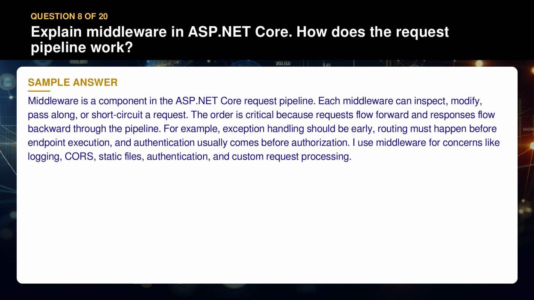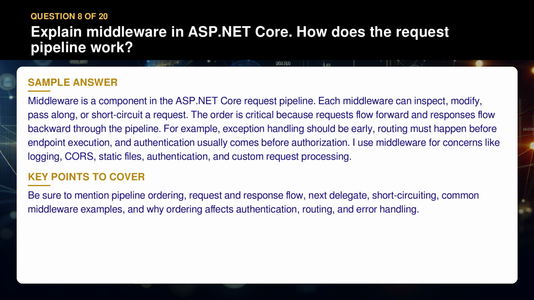I use middleware for concerns like logging, CORS, static files, authentication, and custom request processing. Be sure to mention pipeline ordering, request and response flow, next delegate, short-circuiting, common middleware examples, and why ordering affects authentication, routing, and error handling.